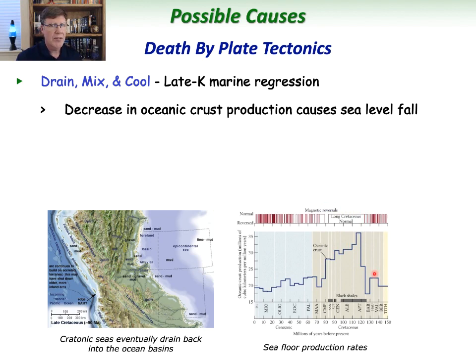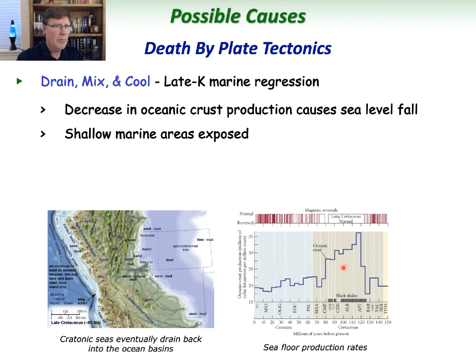So when mid-ocean ridges started increasing in volume production of crust, that's when the seas more or less started to transgress onto the cratons. And when production tailed off towards the end, that's when the seas drained off. So this decrease in oceanic crust production in the late Cretaceous caused sea levels to fall and the seas to drain off. Of course, the shallow marine areas would be exposed as a result, and benthic creatures would suffer greatly.